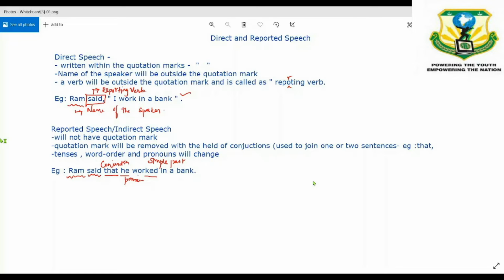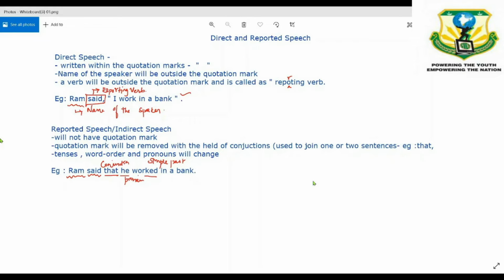Reported speech or indirect speech will not have quotation marks, and the quotation marks will be removed with the help of a conjunction like told or that, or some conjunctions like that. Mostly we will use that here. The tenses, the word order and the pronouns will change when you convert direct speech into reported speech. So, for example, let us convert the same example into reported speech.